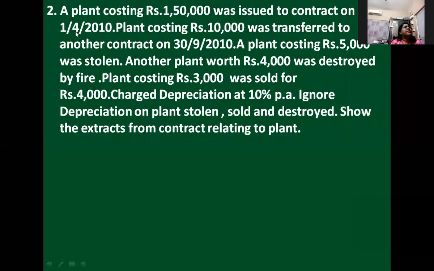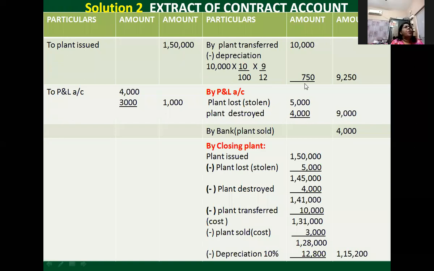4th, that means April month. From April to September. So how many months did I make use? April, May, June, July, August, September. Sorry, I wrongly mentioned here, that is 9 months.